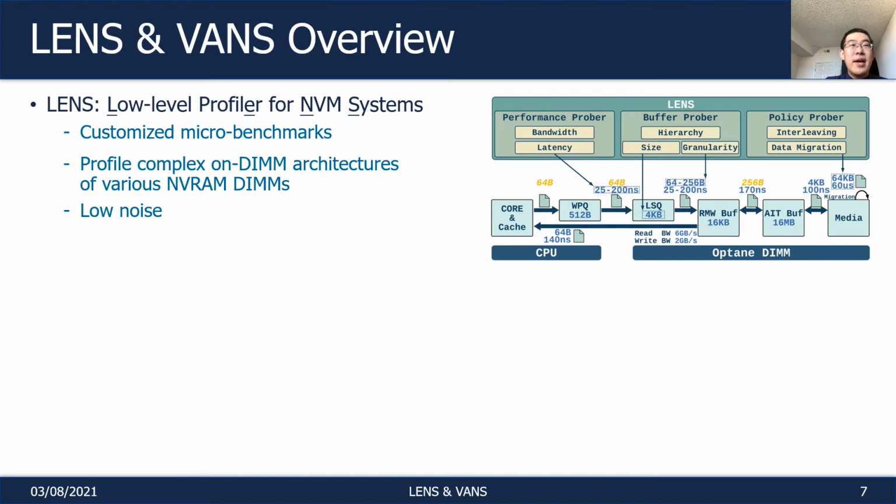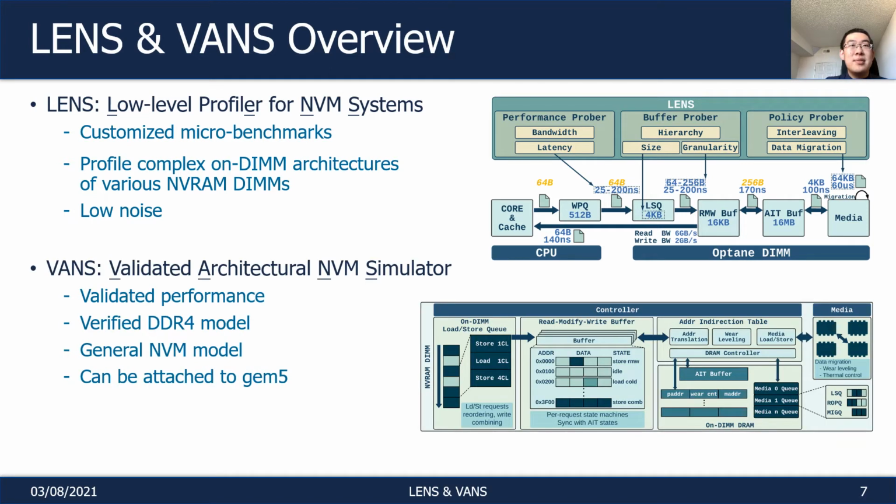Based on LENS profiling results, we built VANS, a validated architectural non-volatile memory simulator. VANS performance is validated with Optane DIMM. It has a verified DDR4 model for on-DIMM buffers and can be integrated to gem5 for full system simulation. VANS provides a general non-volatile memory model that can be reconfigured to simulate other non-volatile memory products. LENS and VANS are now open sourced on GitHub.